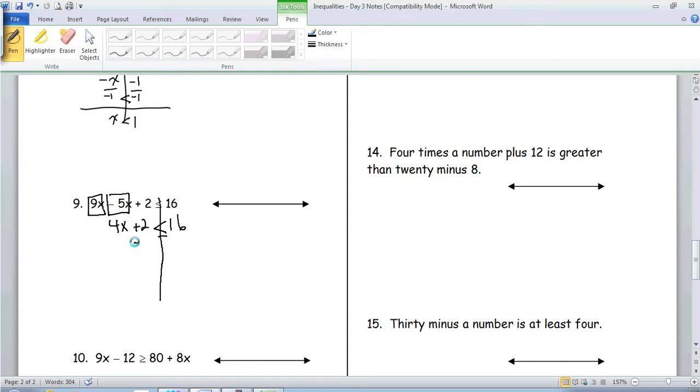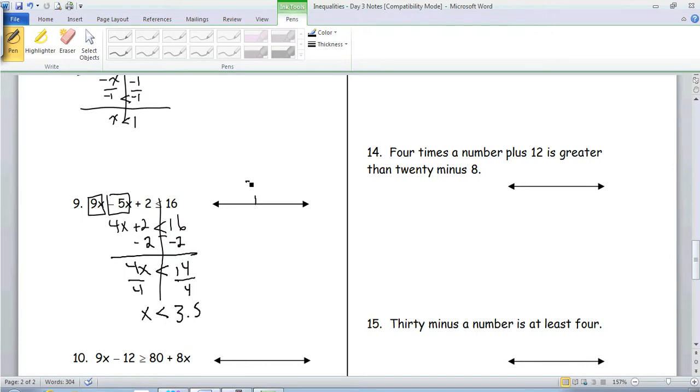Subtract 2. 4x is less than or equal to 14. We're going to divide by 4. We get x is less than or equal to, well, 14 divided by 4 would be 7 over 2, which is 3.5.